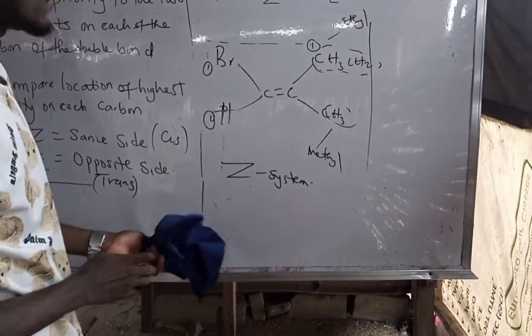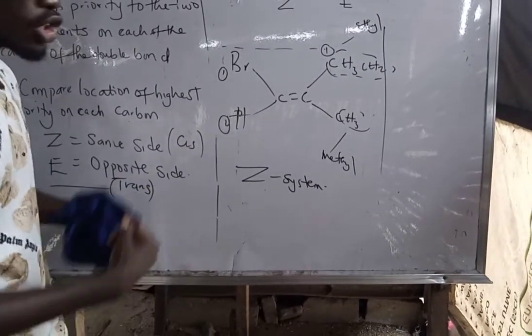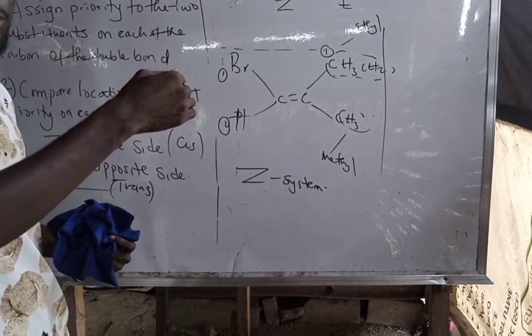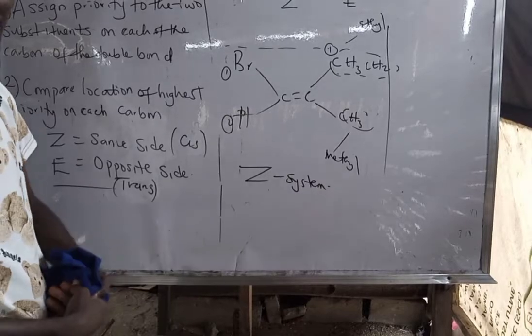So when identifying the E and Z system of configuration of alkene, you check the one that has the highest priority. Are you with me now? If you can't check that, you check the one that has the highest atomic number.